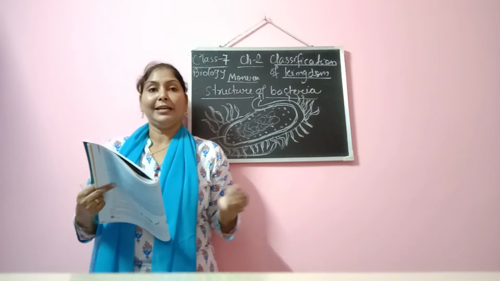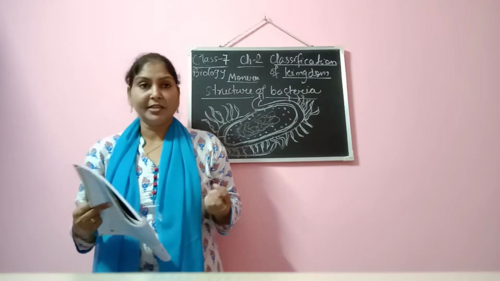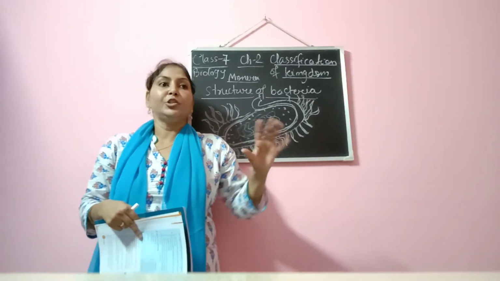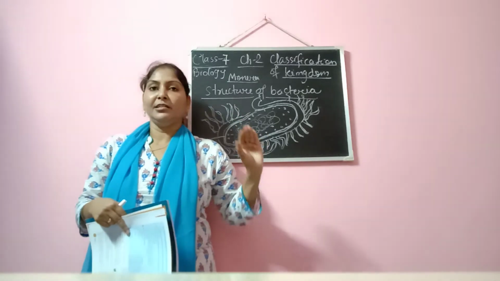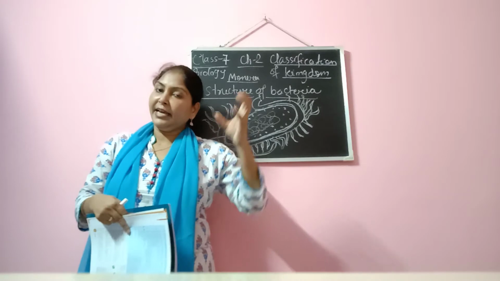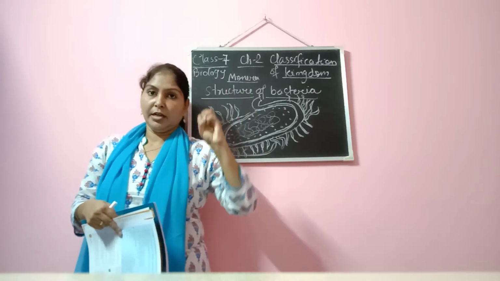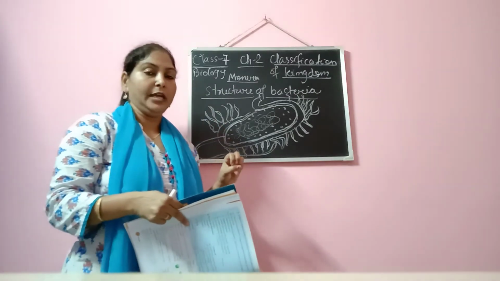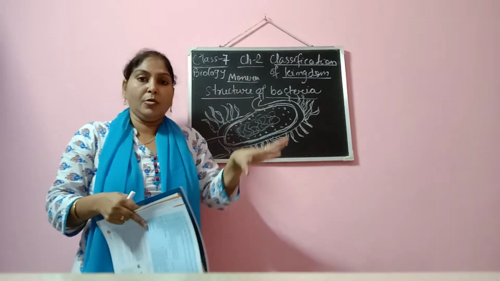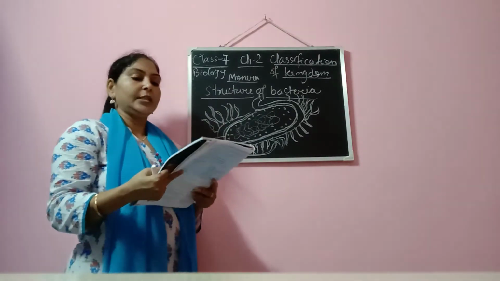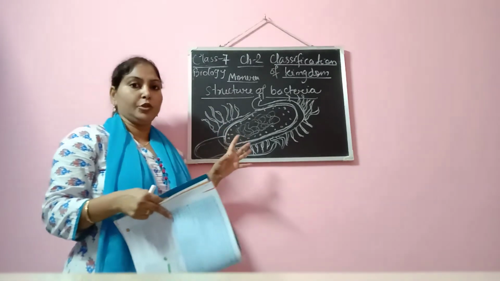At the same time, there are parasitic bacteria. Have you heard of the term parasites? Certain bacteria live on another body, and from there they acquire nutrition from the body, and they harm the host. Where they are living, they harm the host body. So they are parasitic in nature in their nutrition.